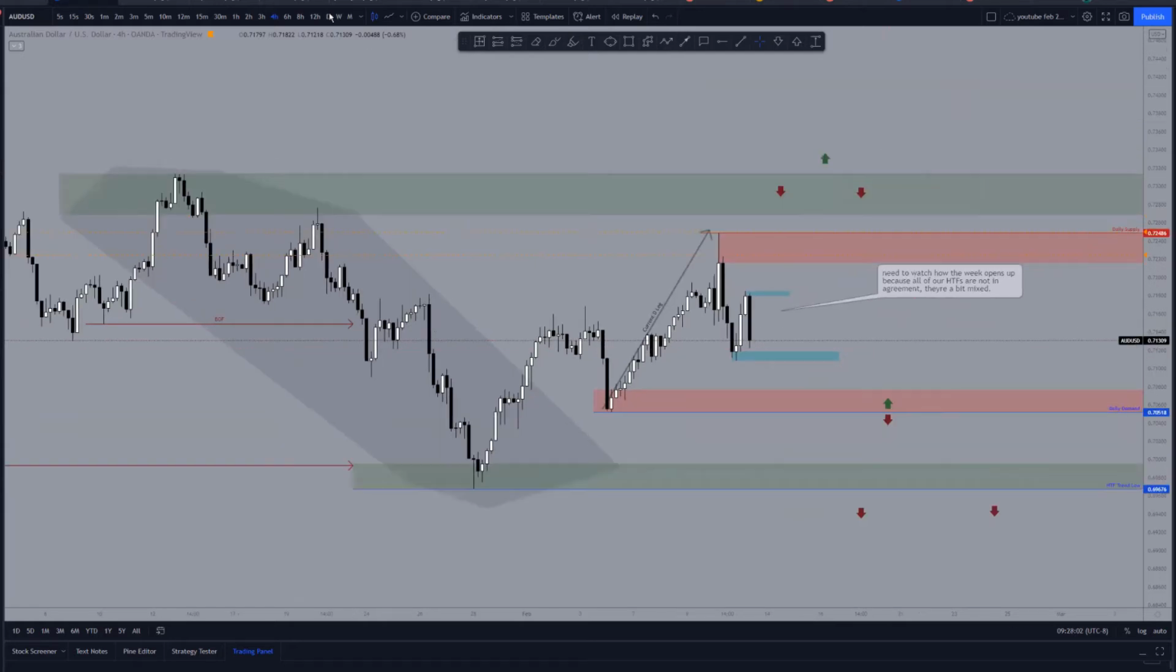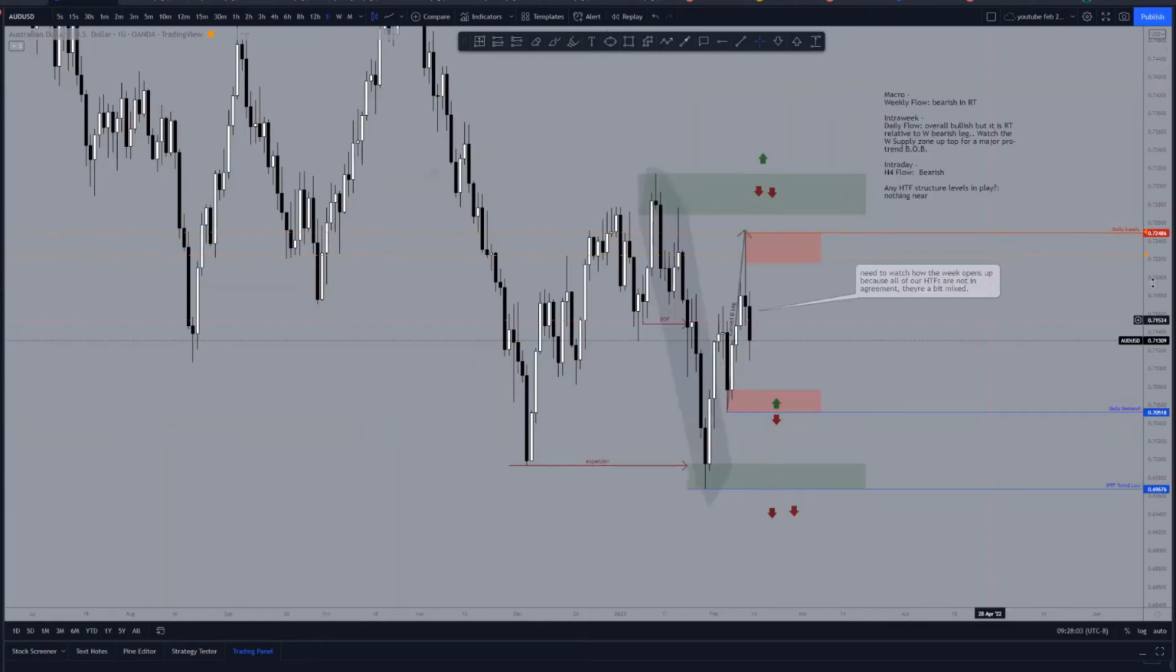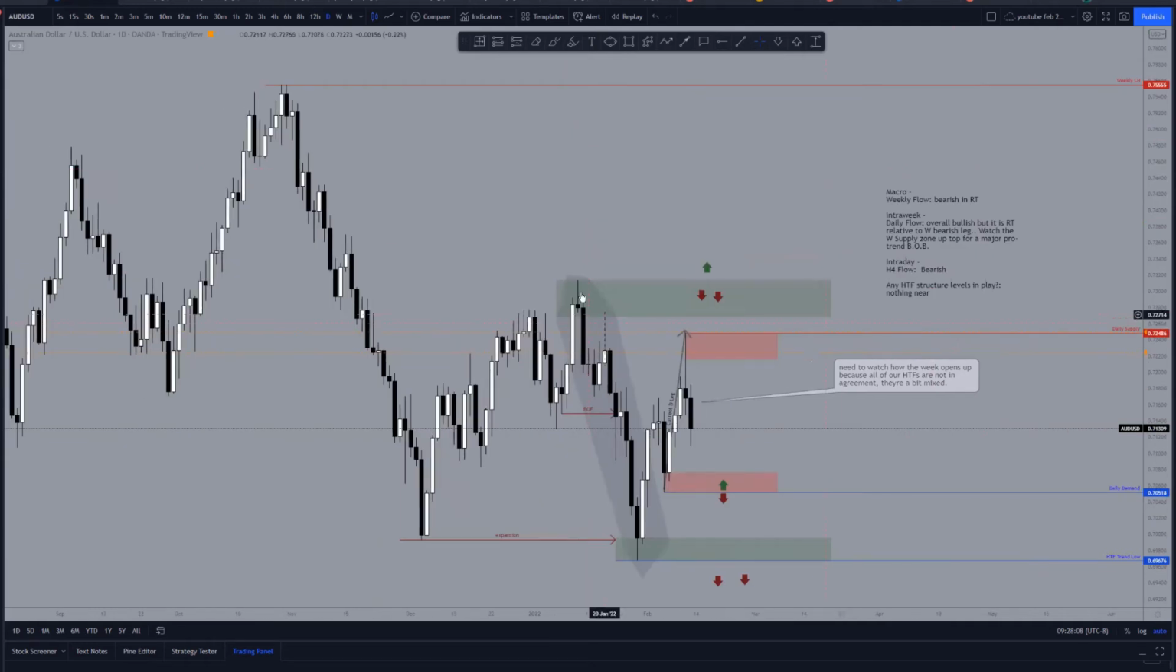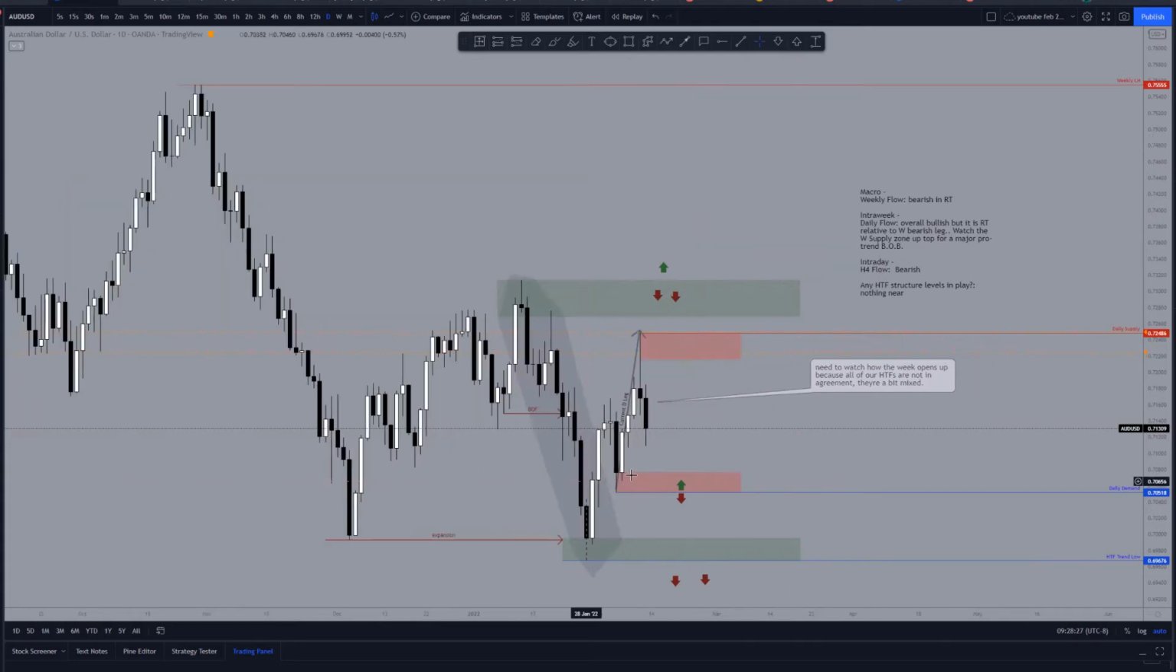Let's go back up to the daily chart here. You can see my notes are up top here for you as well. On the weekly chart, this is our bearish flow leg, and we are in retracement against that. You can see that price came up into a level of supply here relative to that gray box and now has started to reject for the last 2 days of last week. We want to see how this week opens up because our high time frames aren't really in agreement. Our daily chart is flowing upwards, but we're now seeing this rejection, big sell orders coming in here.